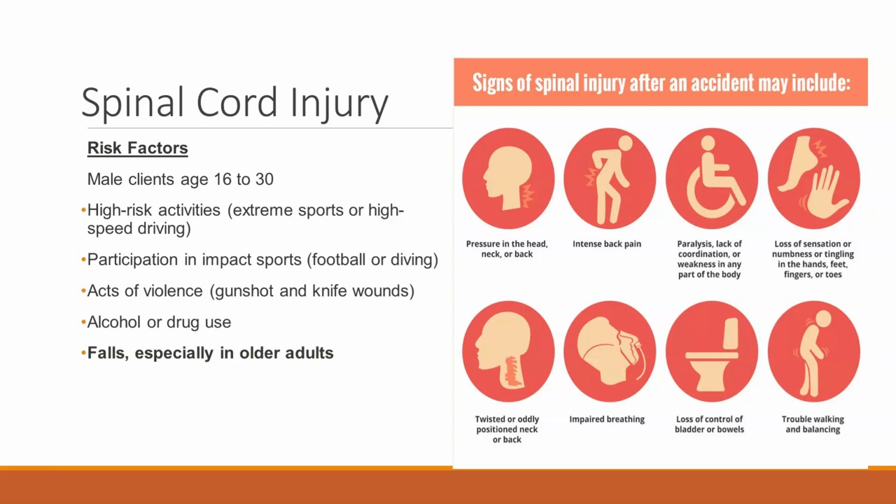So things that we would want to look for or ask about: pressure in the neck, back, head, intense back pain, maybe they fell down a flight of stairs and don't know it, any kind of paralysis or lack of coordination, any kind of unexplained weakness, lack of symmetry when we're moving our body parts, lack of sensation. We could have paresthesia, things that are twisted when we're looking for those spinal deformities.